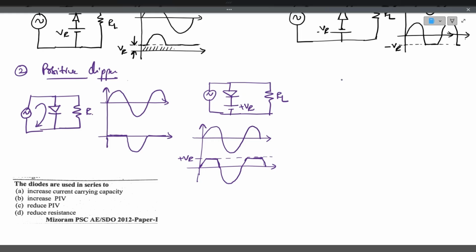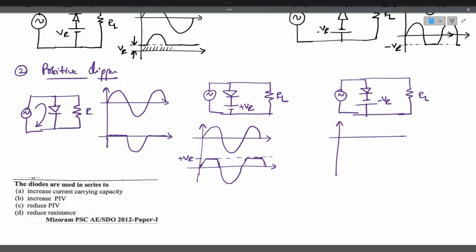Now, similarly, for the positive clipper, if you apply a negative bias voltage minus VR, the output waveform contains the clipped form of the negative half cycle. This is the input voltage. The output voltage reference has now changed to minus VR. So it will be like this, the clipped form of the negative half cycle.